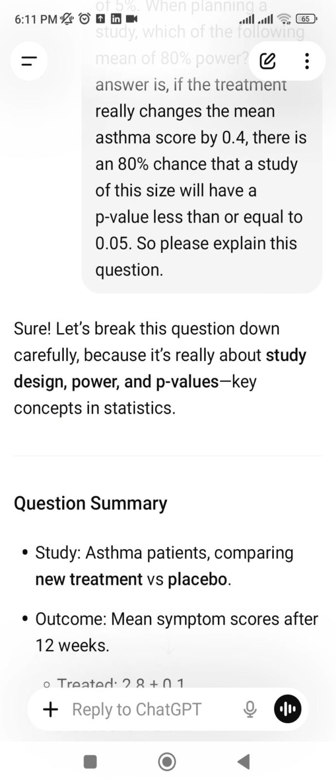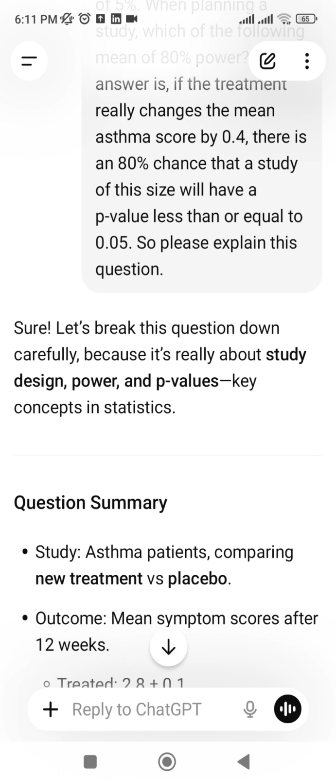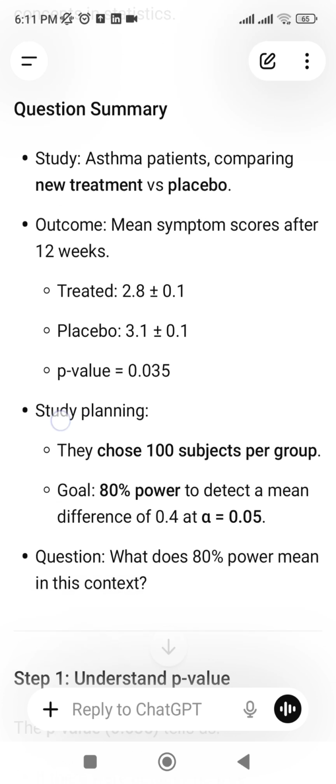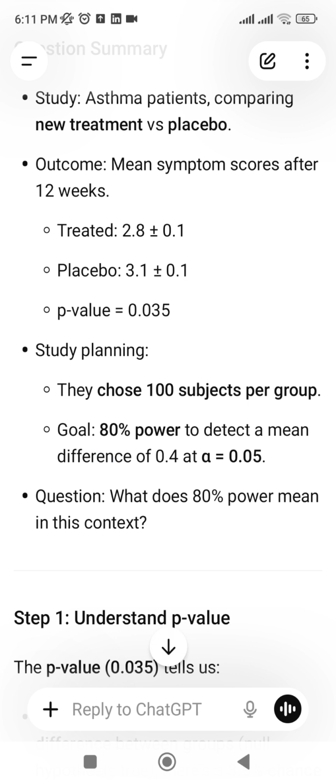So the explanation of this question is, let's break this question down carefully because it's really about study design, power, and p-values. The key concept: an asthma study comparing new treatment versus placebo. Outcome is the mean symptom scores after 12 weeks. So the treated group is 2.8 plus minus 0.1 and placebo is 3.1 plus minus 0.1. The p-value is equal to 0.035.